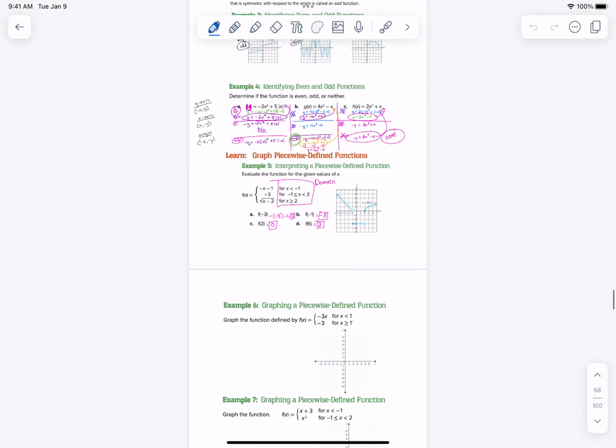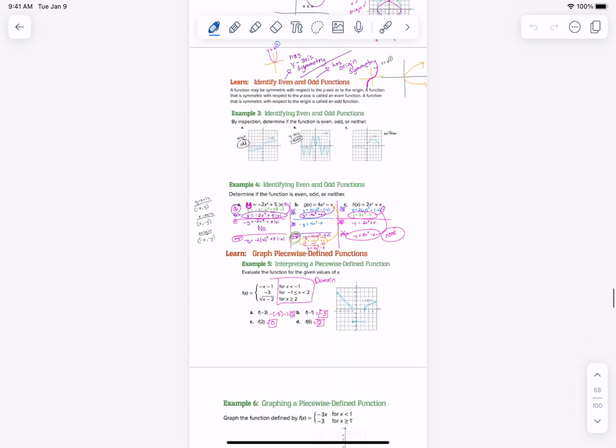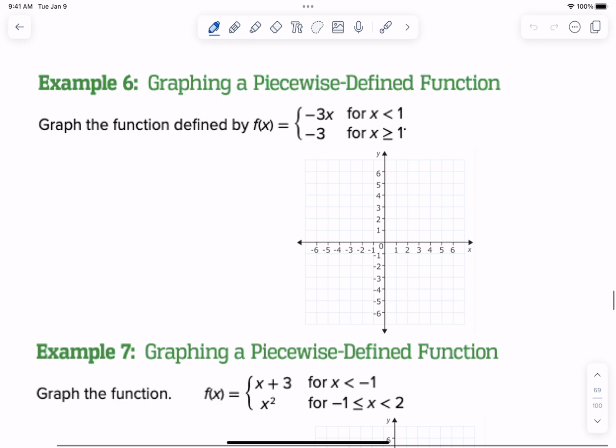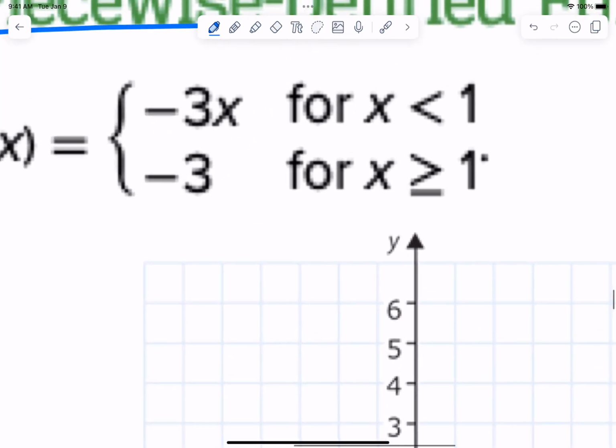We are on example 6, and this is, I don't know, 1-7, number 6. We've got a lot to do. We are graphing first. This is graphing a piecewise function. All right, so we got two functions going on here.